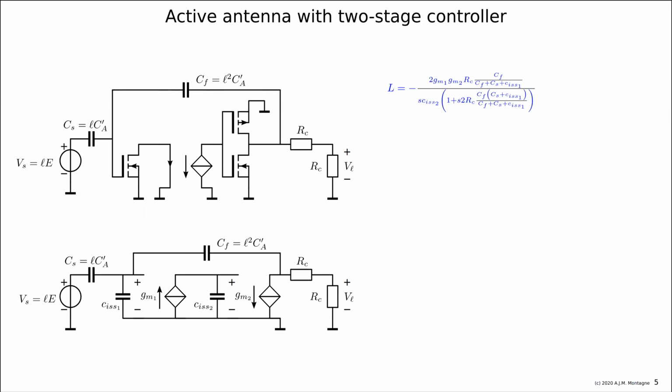And then, of course, we have the poles. We have a pole in the origin caused by CISS2. So you simply find S times CISS2 in the denominator. And there is a pole formed by two RC in parallel with a series connection of CF and the parallel connection of CS and CISS. And that is this expression.